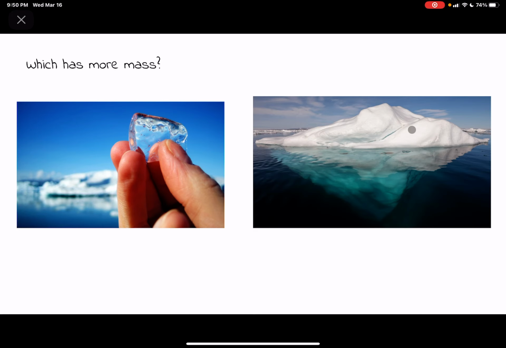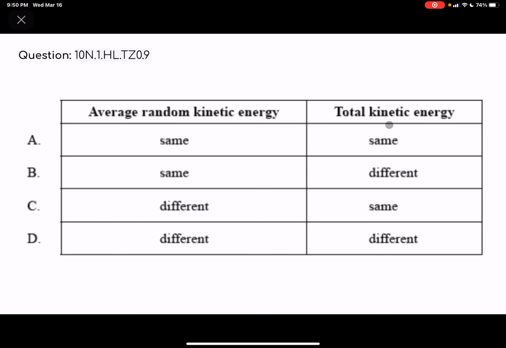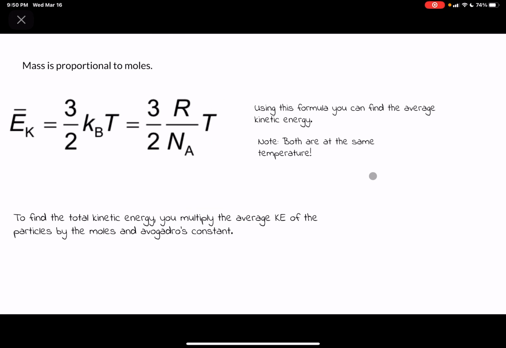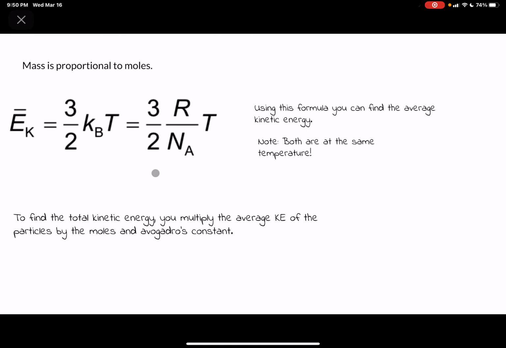So if you multiply the amount of moles of an iceberg by its average random kinetic energy and by Avogadro's constant, you'll get a much higher value for the total kinetic energy of its molecules. Therefore, your answer is B, because they both have the same average random kinetic energy, but they have different total kinetic energy of the molecules, because an iceberg will have a lot higher value for the total kinetic energy of its molecules compared to an ice cube. So that's your answer for this question.